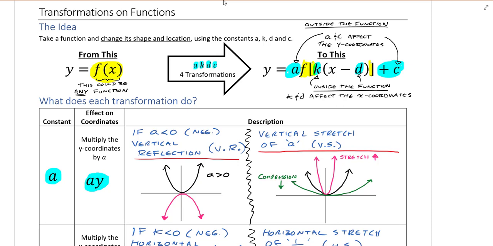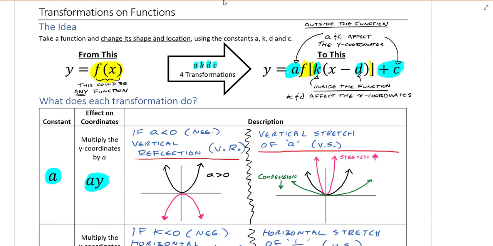The other effect it can have is cause a vertical stretch, or a compression. We can just call them stretches for now to keep it simple. But a vertical stretch, by multiplying the y coordinates by a number, it makes them higher or lower. So it could stretch it like this, or if it makes them lower, it could shrink them down to a compression like this. All right, so that's what a does.